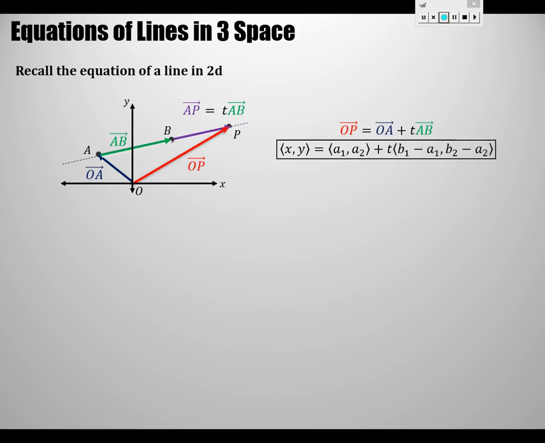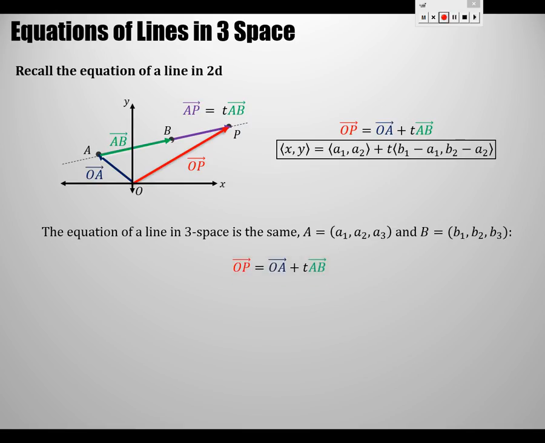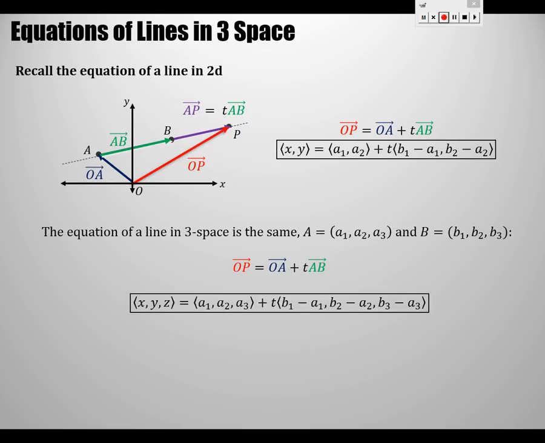Do you remember how to do the equation of a line in 2 dimensions? You remember? Position vector plus t, the parameter, times some direction vector, right? So that was how we conceptualized the equation of a line. Well, the line in 3 space is the same equation, just with another component. So there's not too much to say. It's still position vector plus parameter times the direction vector.